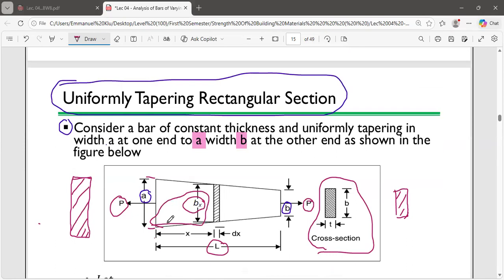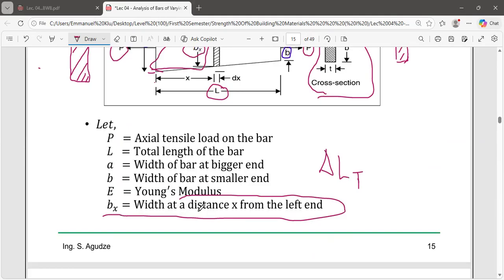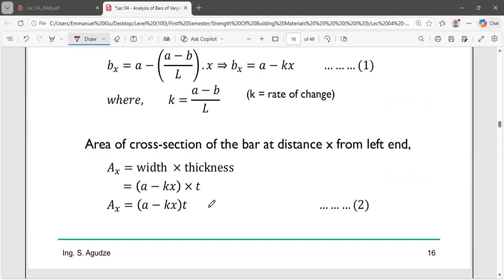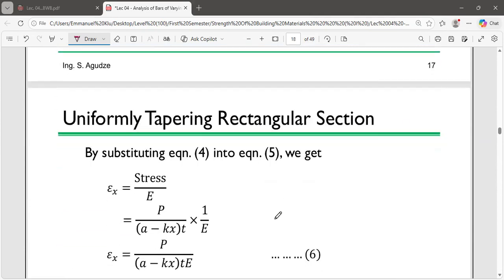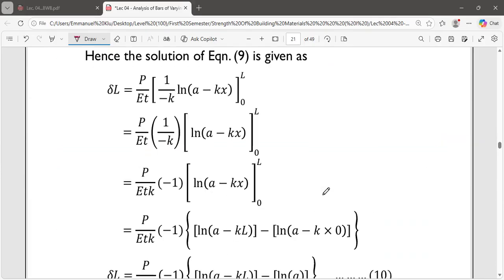Please, any other question? So the dx is the thickness? Oh no, it's just the distance from one end to the other. Okay. Please, any other question? Is there any other question before we proceed?